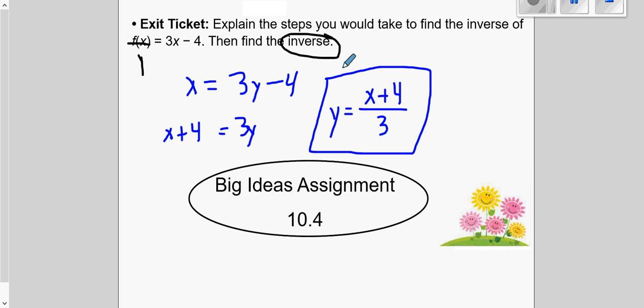Check your answer with mine. I only showed some of my work this time. So I switched my x and y. So that's the big step. That's the explanation. Switch x and y, solve for y. So I added 4 to both sides and wrote down my answer. Then I divided both sides by 3 and wrote down my answer.